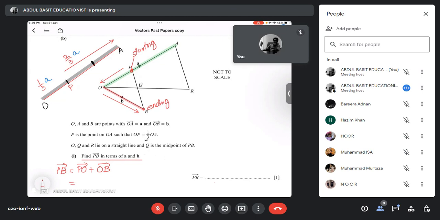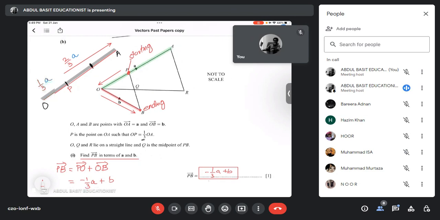P to O is what? 1/3 A. No, negative 1/3 A. We are going in the wrong direction. Agree, Hoor? Yes, sir. Okay. Plus O to B is what, Hazim? O to B is B. Very good. So that's the answer: minus 1/3 A plus B. Right, Isa? Okay. Now we are done with this question.